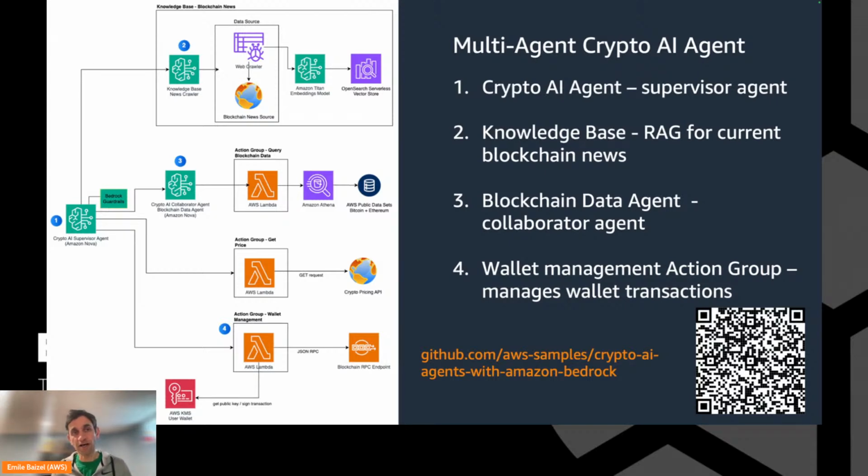And so what we have up top is a knowledge base that we've got a web crawler that goes out to a blockchain news website every minute, downloads that data, scrapes it, and passes it into Amazon Titan embeddings, which is our large language model for creating embeddings. And that gets put into an OpenSearch serverless vector store.